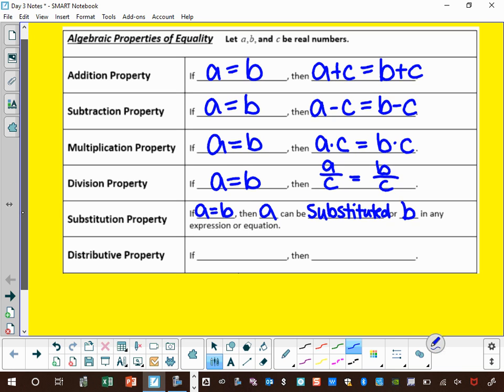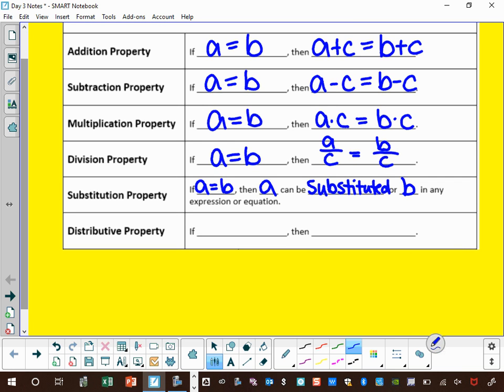Alright, now distributive property is A times B plus C. When we distribute, that's when we have a little rainbow, right? The A goes to the B, the A goes to the C. When I have distribution, are we multiplying or dividing? Multiply. That means A times B plus A times C, because that A gets distributed by multiplication to everything inside the parentheses.